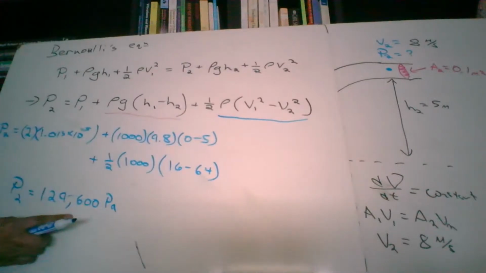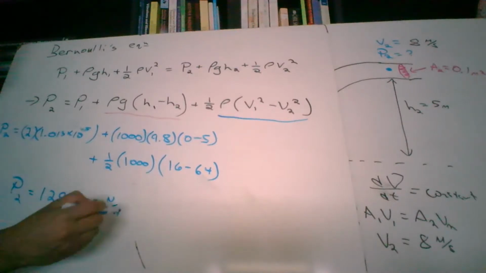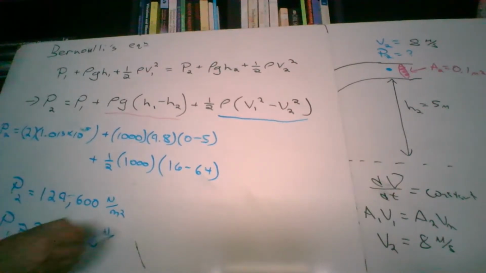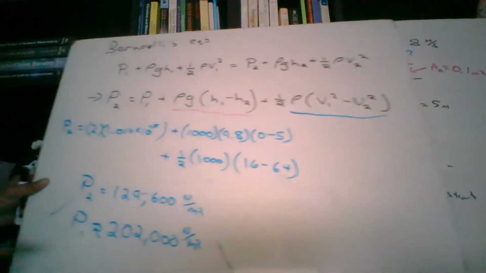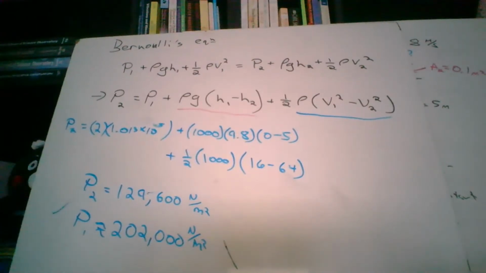So that's P2. We'll call the unit Newton per meter squared because that's what you're used to seeing. So what was P1? P1 was just this number right here. It was 2 times this, so that's going to be 202,000 Newton per meter squared. So we went from a very high pressure to a lower pressure, and that's what we thought we would get using our equation right there. And so that is Bernoulli's equation.